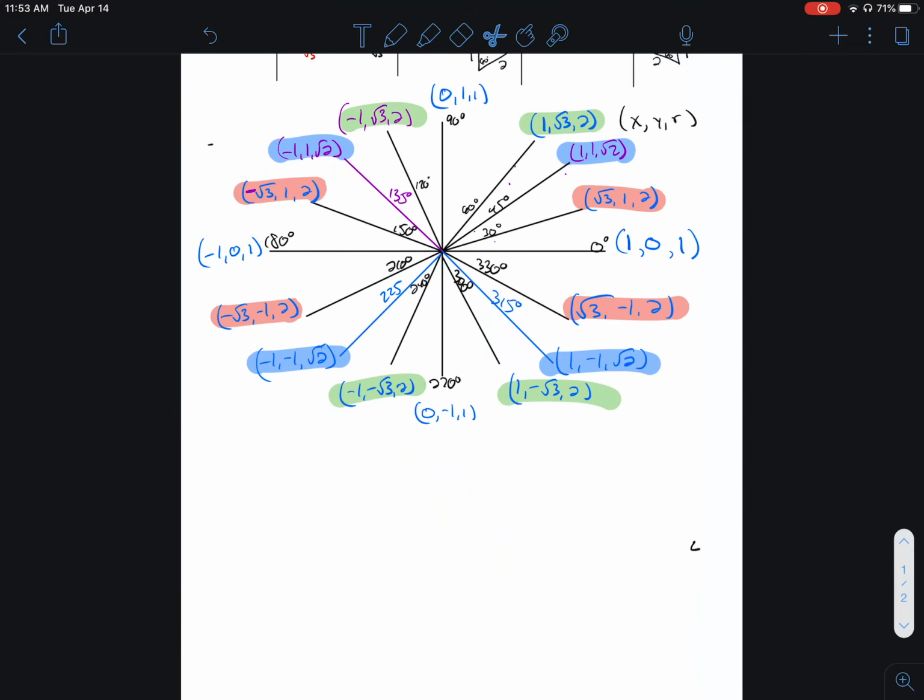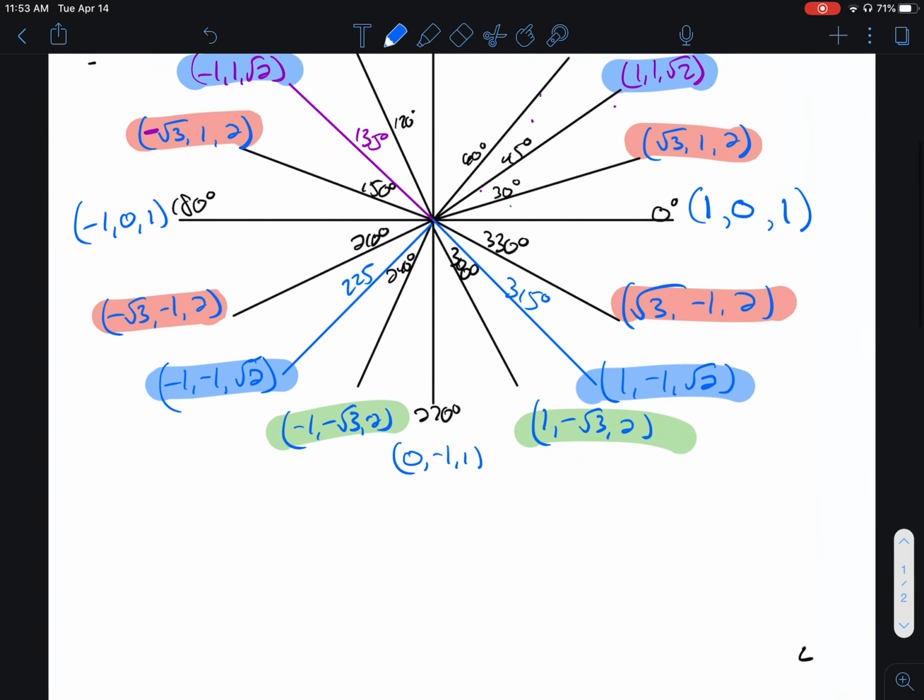So big picture, how is this helpful? What is the point of this? Well, let me show you the point. Let's say you're asked to find sine of 300 degrees. Or you're asked to find cosine of 240 degrees. Or you're asked to find tangent of 225 degrees. Let me show you how easy this is if you have this drawn.